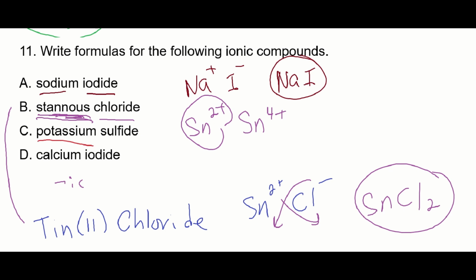All right, potassium, group 1 metal. Write the symbol, write the charge, sulfur, symbol, and the charge of its most common stable ion. Crisscross those numbers, and your formula unit is going to be K2S.